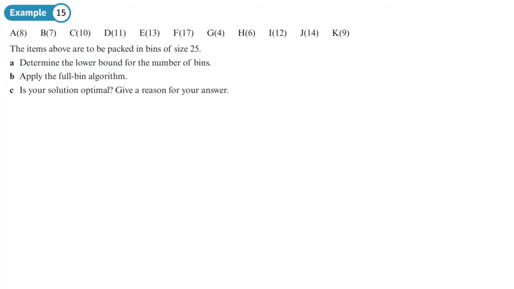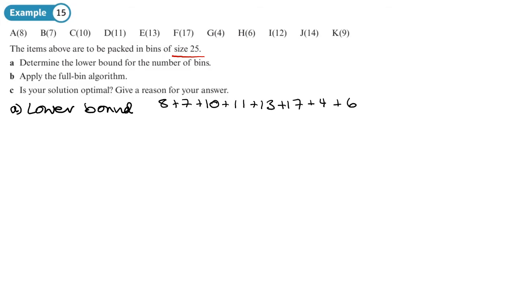Okay, so we've got these items here. They're going to be placed into bin sizes of 25. Part A, we want to determine a lower bound for the number of bins. So a lower bound is going to be the total of all the item sizes divided by the bin size, and that number rounded up to the next integer. So it's going to be that sum, whoops, let's try that line again, divided by 25.